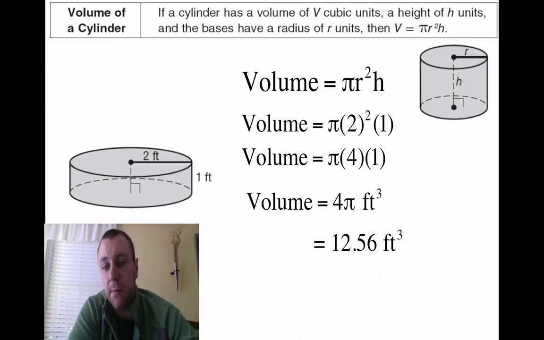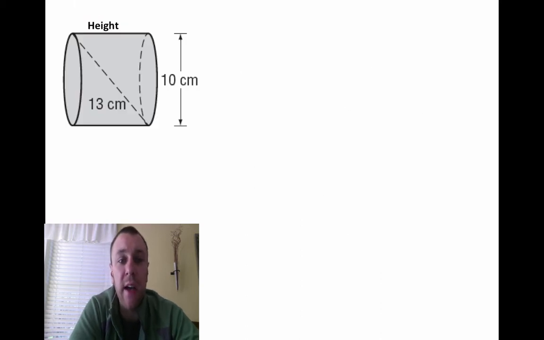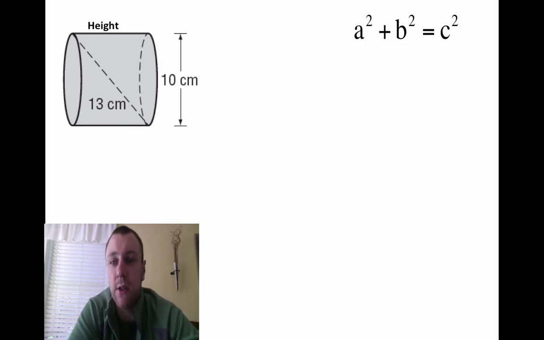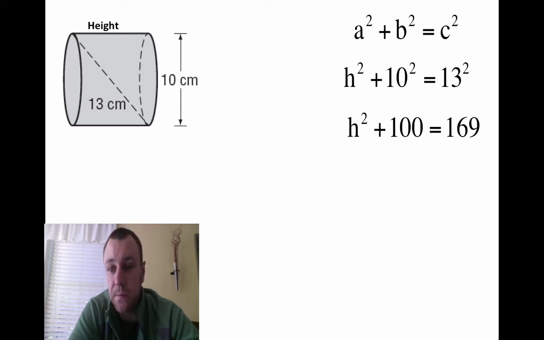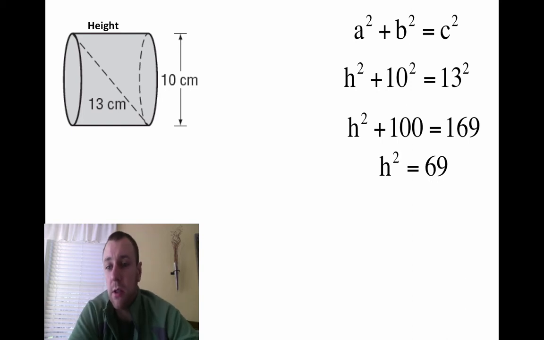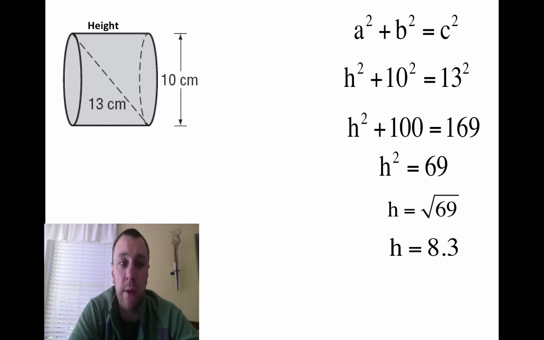In the second example that I have, the height isn't given. So you'll notice that the 13 and the 10 and the height are going to form a right triangle. Whenever you're missing a side of a right triangle, we have to remember a squared plus b squared equals c squared. So the 13 is the c, the hypotenuse, the 10 is the b, and now I'm finding the height. So then I would subtract 100 from each side, take the square root of 69, and I would get 8.3. So that's what my height is, 8.3.